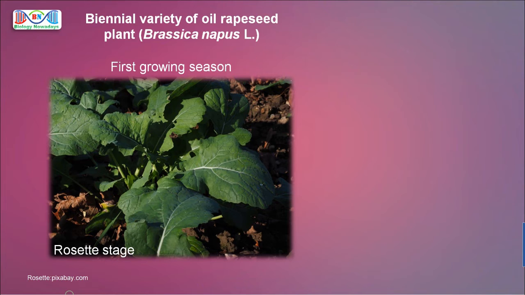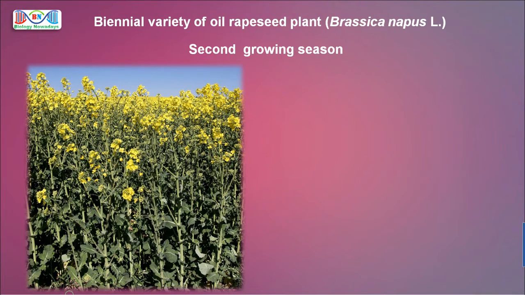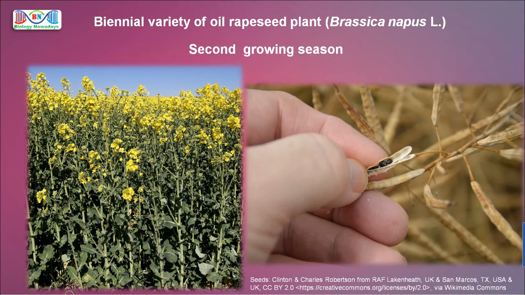Here is the rosette stage of the biennial variety of the oil rapeseed plant during the first growing season. You may know that canola oil, which is widely used for cooking, baking, and food processing, is extracted from the seeds of this plant. Annual variety of rapeseed plants are also grown by farmers, but the biennial varieties give higher yield than the annual varieties. In the winter, these plants go dormant. In the second growing season, the stem elongates greatly, and then these plants will flower and produce seeds before dying.